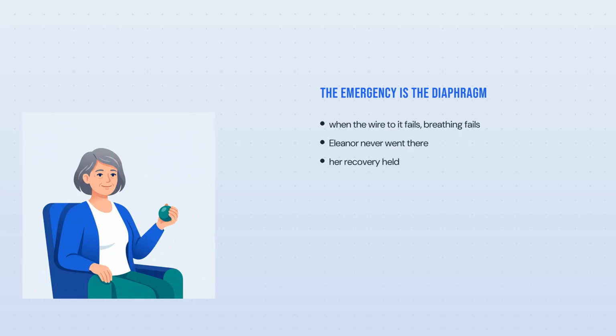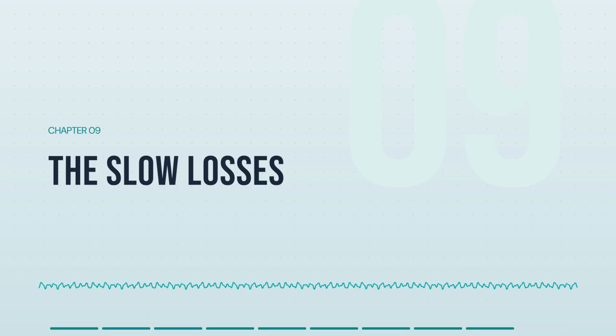But some neurologic losses do not come as a crisis at all. They come slowly, over years, and they are their own kind of hard. That is Chapter 9.